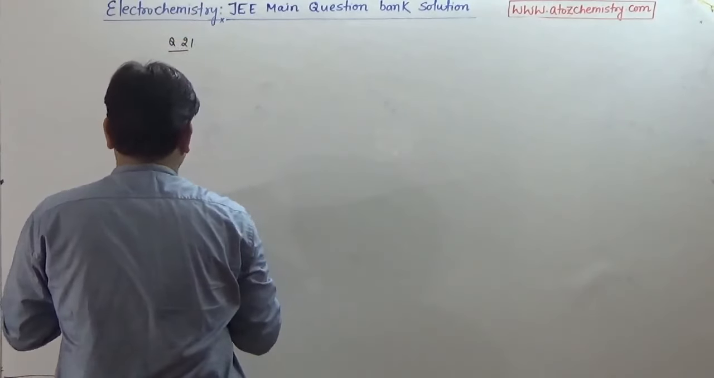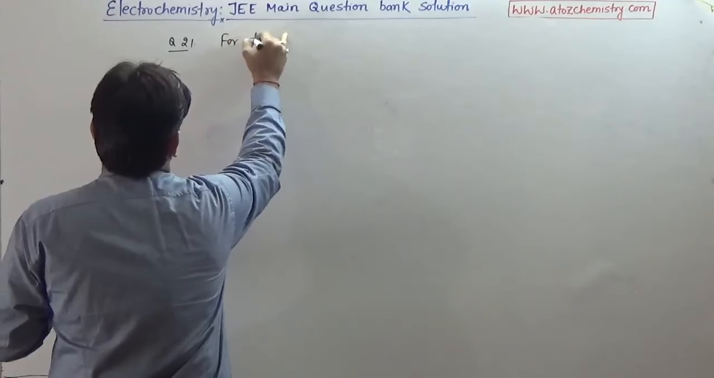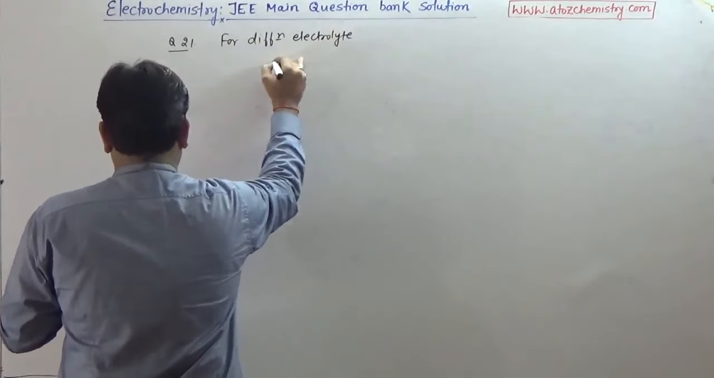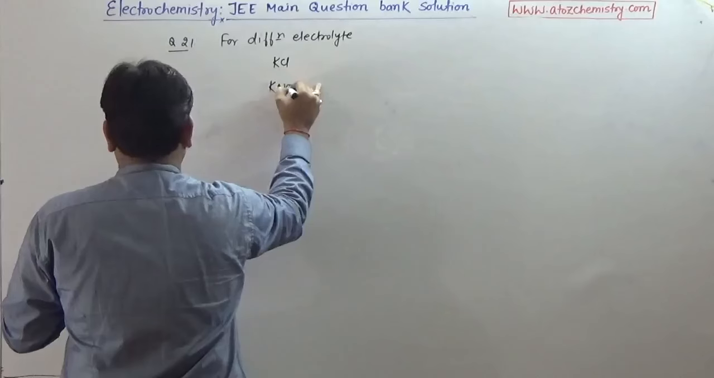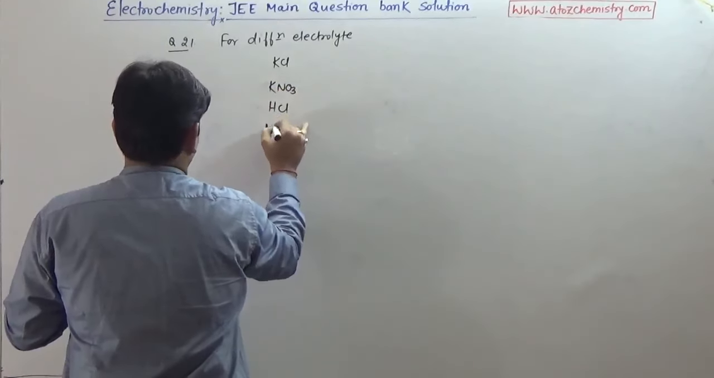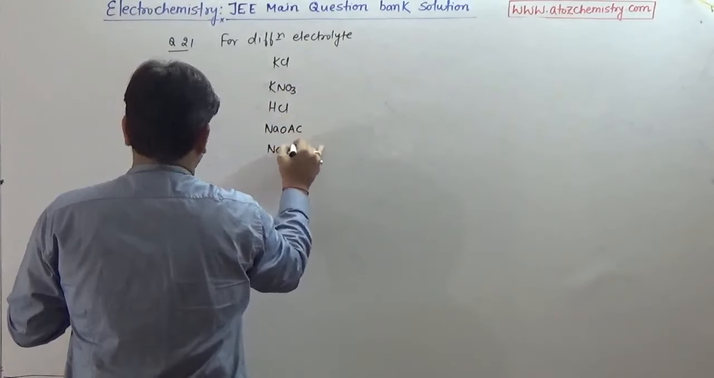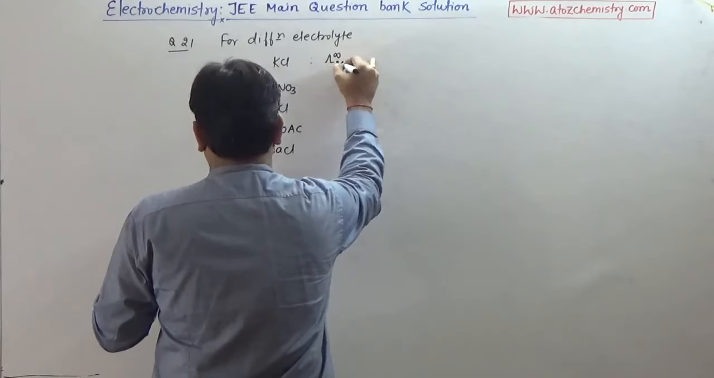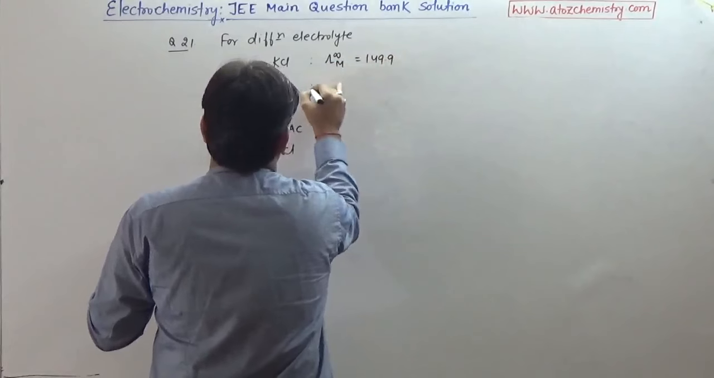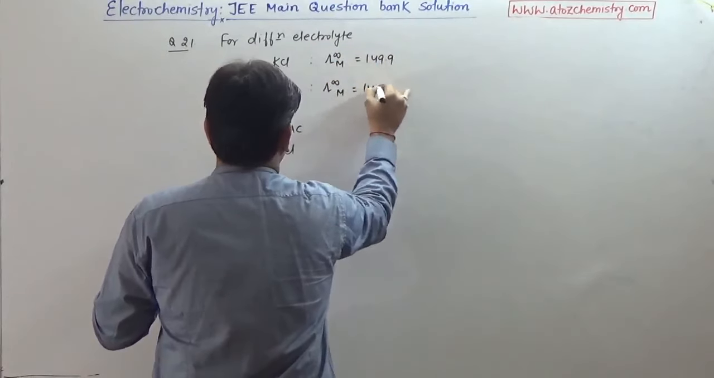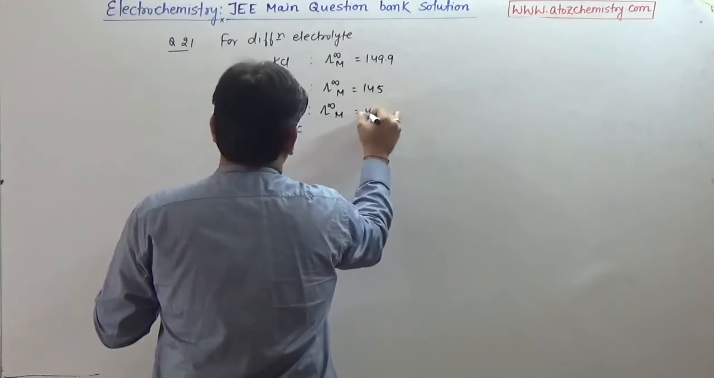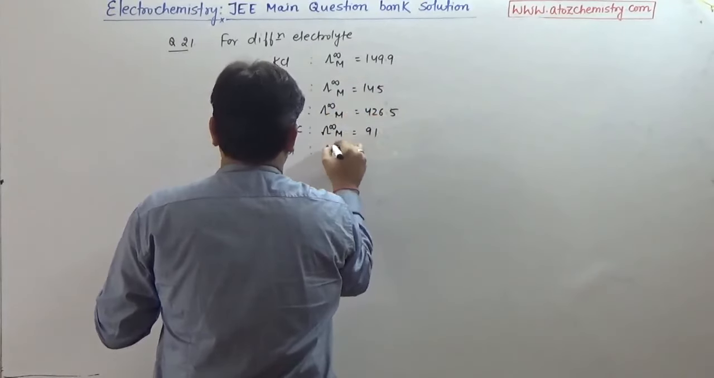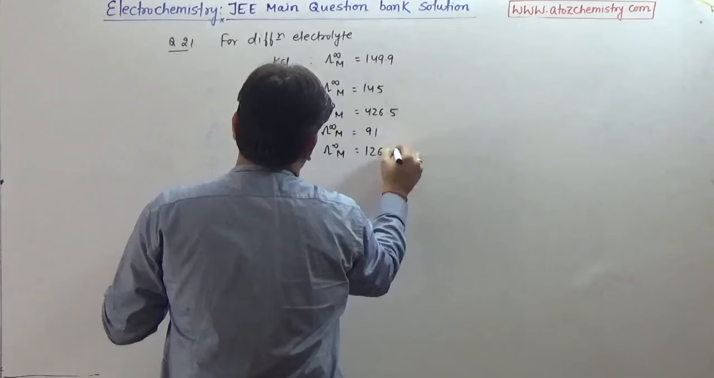In question number 21, for different electrolytes, just like KCl, KNO3, HCl, NaOAc and NaCl, lambda infinity m molar conductance is given as 149.9, 145, 426.5, 91, and 126.5.